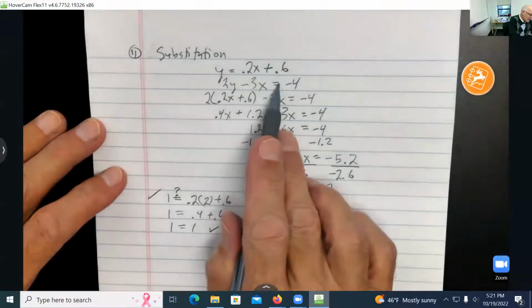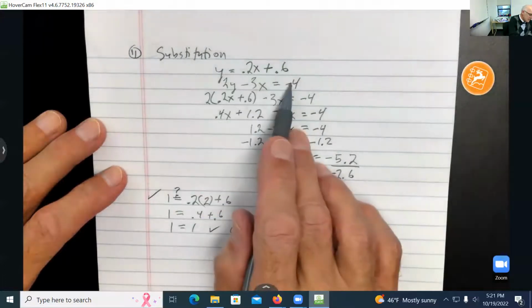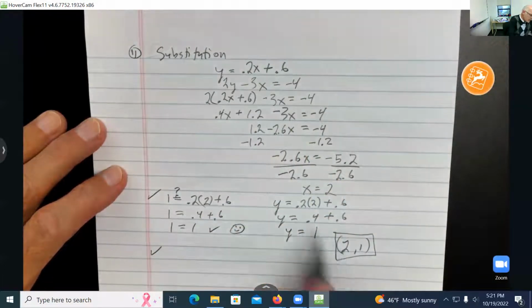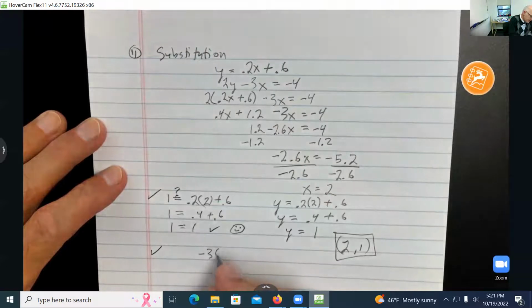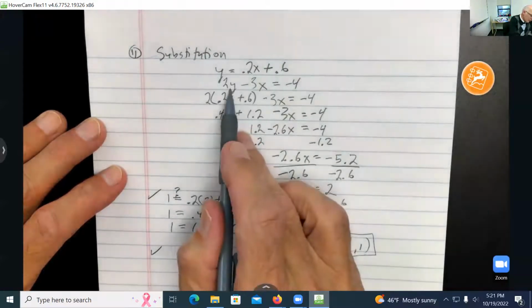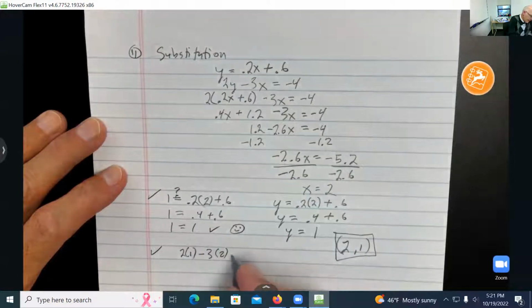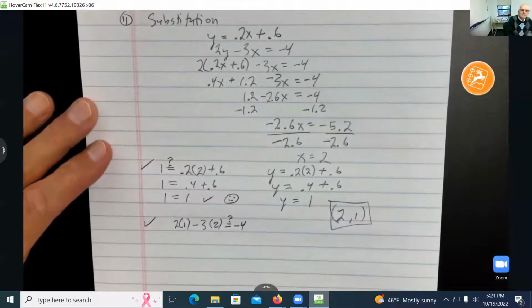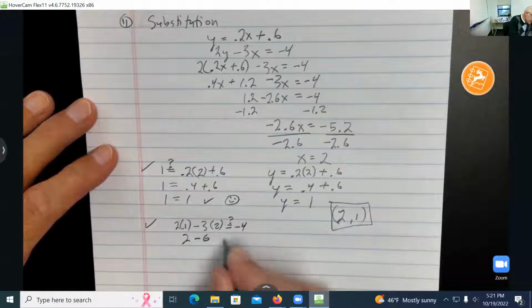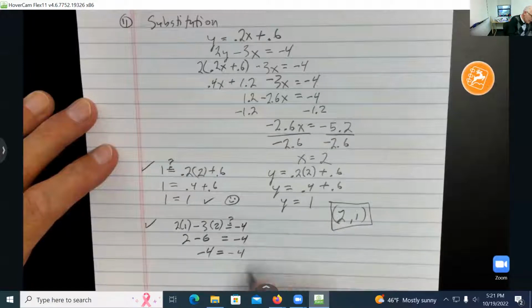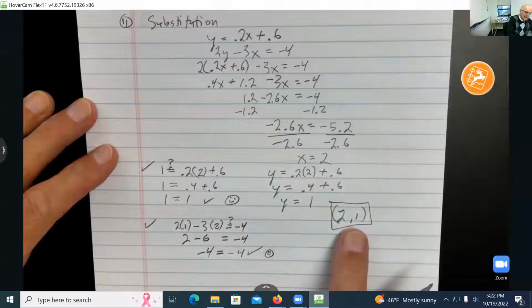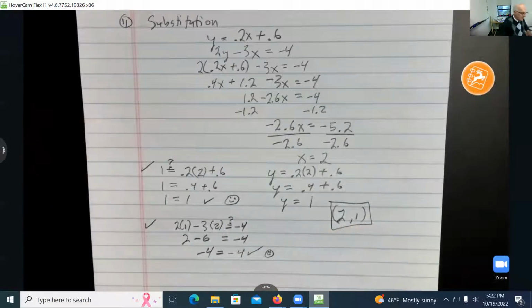Now I'm going to check it in the second equation. This point is supposed to make the second equation true. 2 is going to go into the x position, 1 is going to go into the y position, and I'm hoping that this is equal to -4. Let's see if it's true. This is 2 minus 6. 2 minus 6 is -4. Bada bing, bada boom. That's true. I'm happy about that check. And here is my answer. So this has been 2 examples of substitution.